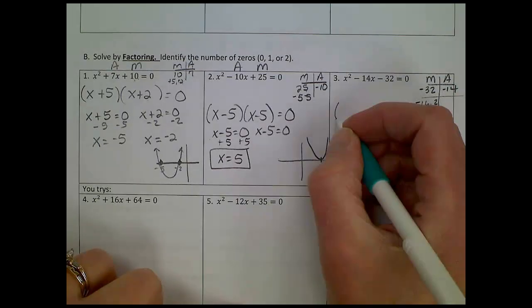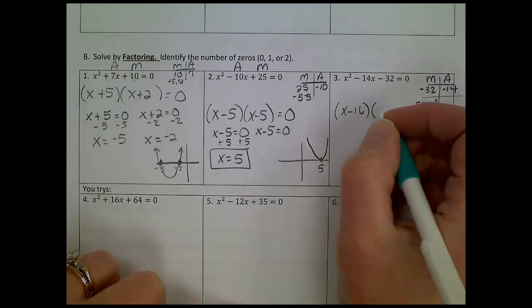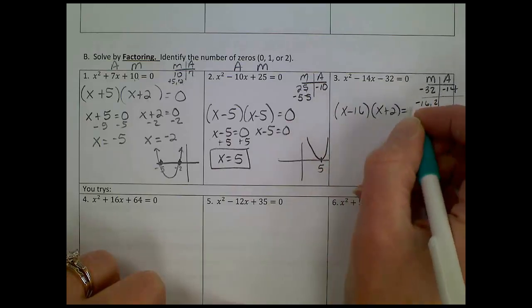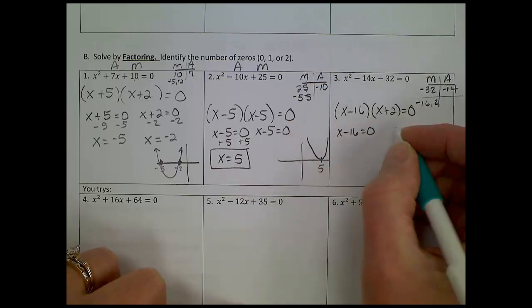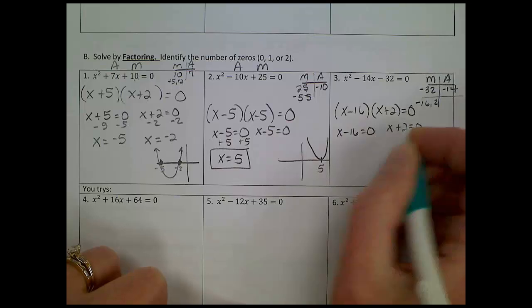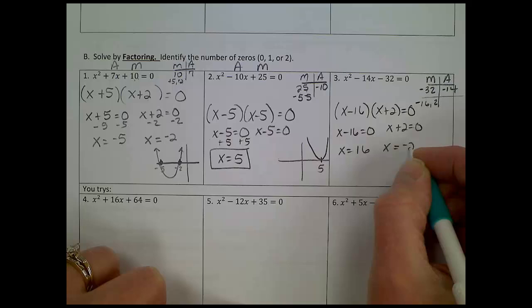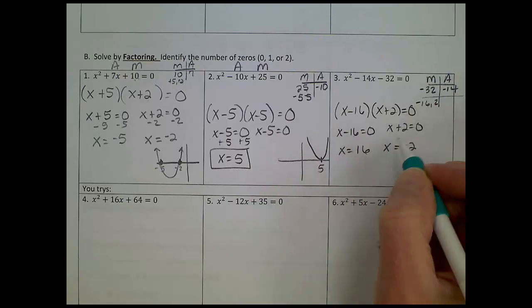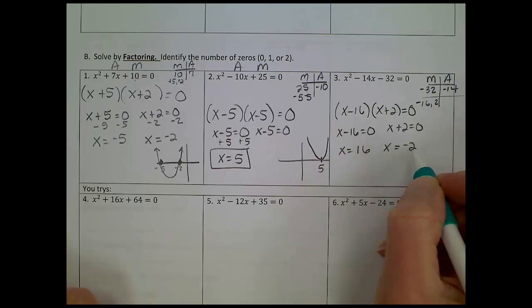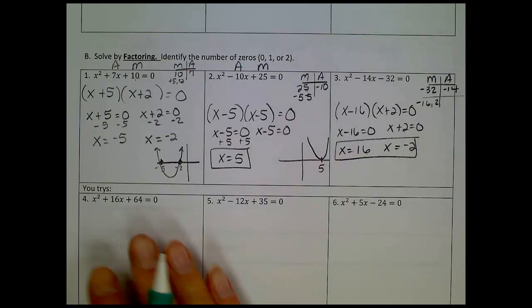Again, right into parentheses, so I'll have x minus 16 times the quantity x plus 2. Set it equal to 0. When you split them up, x minus 16 equals 0, x plus 2 equals 0. You'll get x equals 16, and you'll get x equals negative 2. I sort of skipped a step there, but adding 16 to both sides will give you 16. Subtracting 2 from both sides will give you a negative 2. Okay, that's a quick review of factoring.